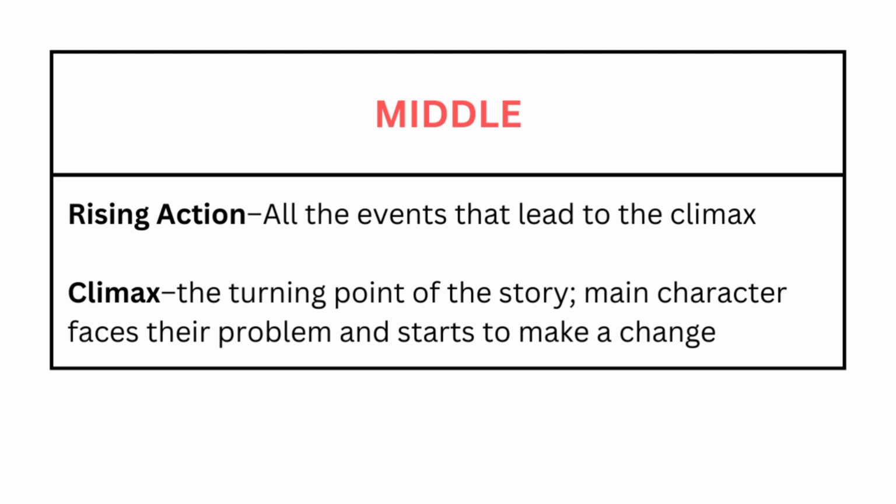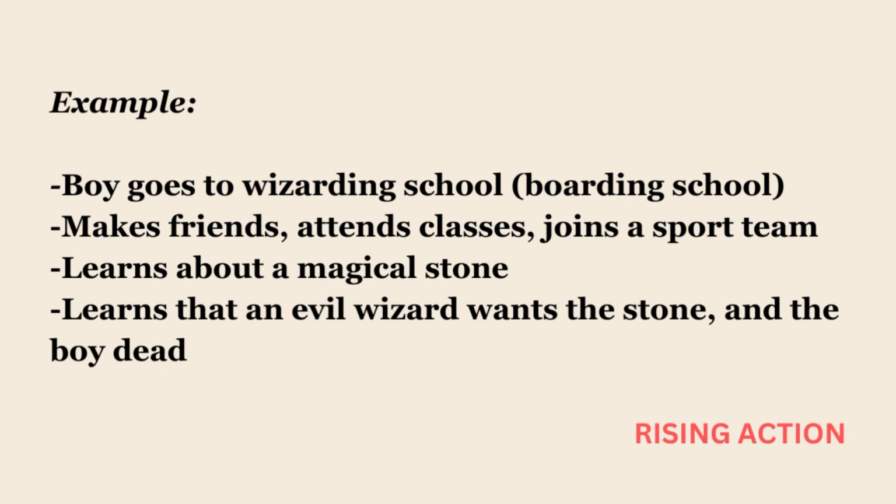The rising action is all the events that lead to the climax. For example, we have boy goes to wizarding school, makes friends, attends classes, and joins a sport team. Learns about a magical stone. Learns that an evil wizard wants the stone and the boy dead.